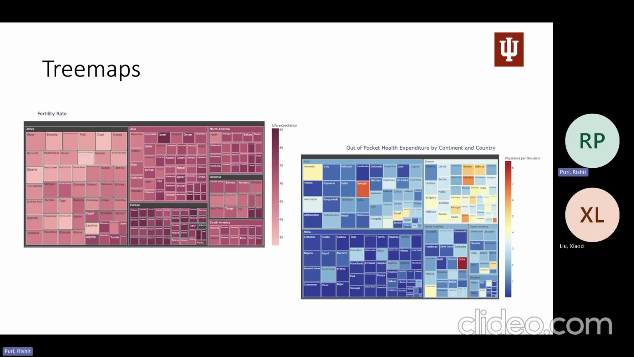Moving on more onto tree maps. Fertility tree map was a very good option when we wanted to visualize how the fertility rate changes from country to country and how overall every continent has a different rate of fertility. Even the out-of-pocket health expenditure could be easily visualized using a tree map.